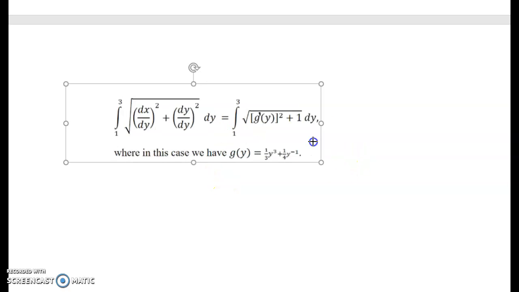Alright, so for this, we're integrating pretty much this equation to find the arc length of that. And we know what g of y is, and that's supposed to be g prime. And basically g prime is y squared plus 1 over 4.